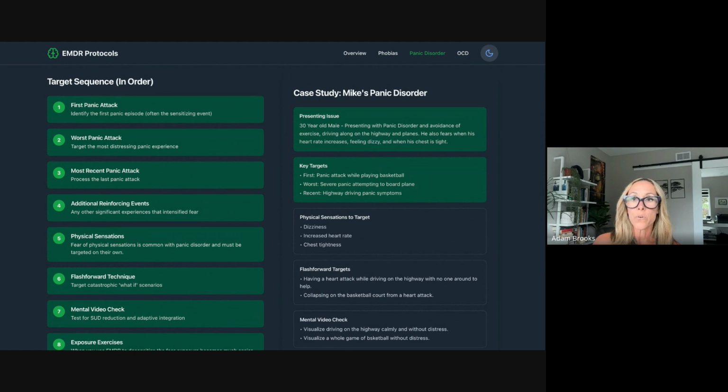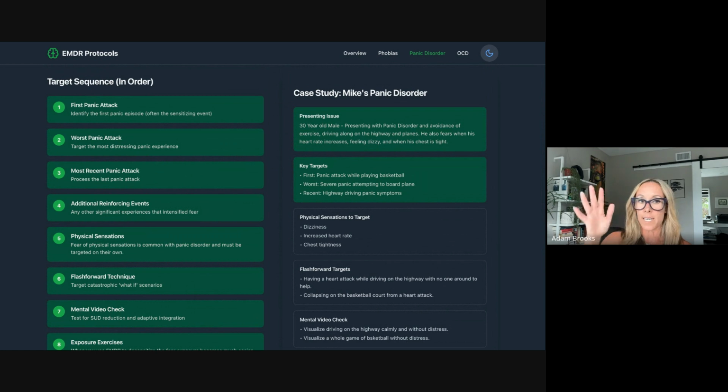He also fears when his heart rate increases, feeling dizzy, and when his chest is tight. Excuse me, it was driving alone on the highway. So the key targets that you want to get to with this case example: his first episode was a panic attack while playing basketball. The worst was a severe panic attempt to board a plane. And then the most recent was driving alone on the highway, having panic symptoms.